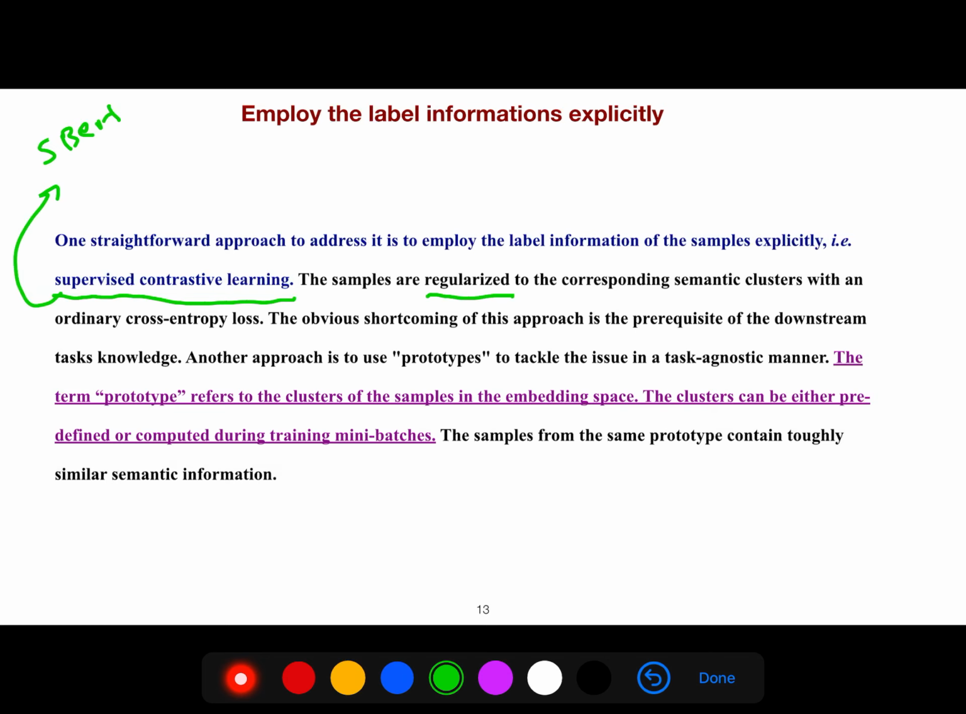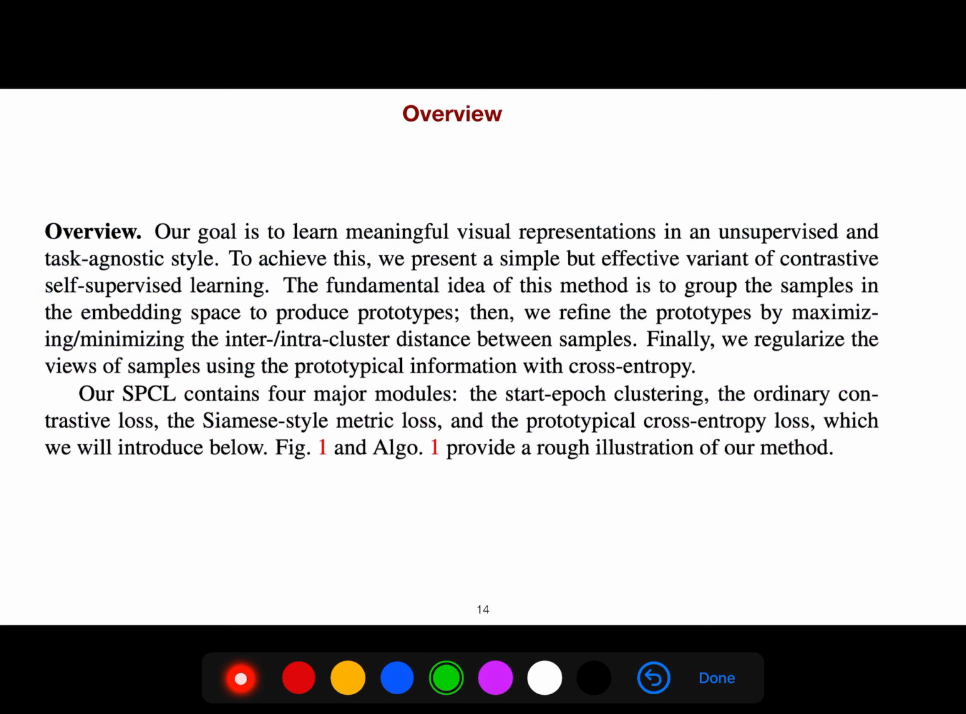Another approach is to use prototypes to tackle the issue in a task-agnostic manner. The term prototype refers to clusters of the samples in the embedding space. The clusters can be either predefined or computed during training mini-batches. The samples from the same prototype contain highly similar semantic information. So the goal is to learn meaningful visual representation in an unsupervised and task-agnostic style.